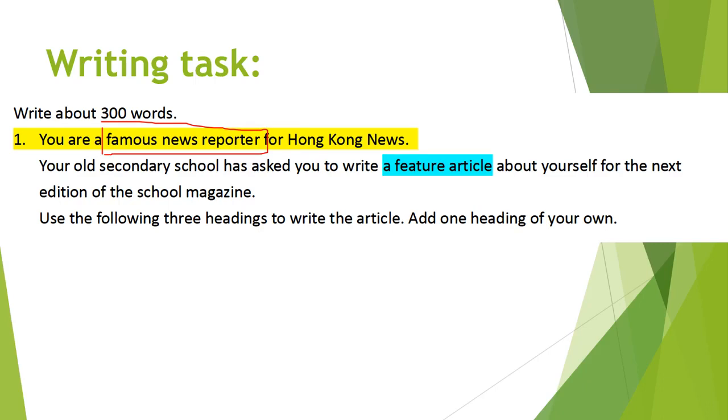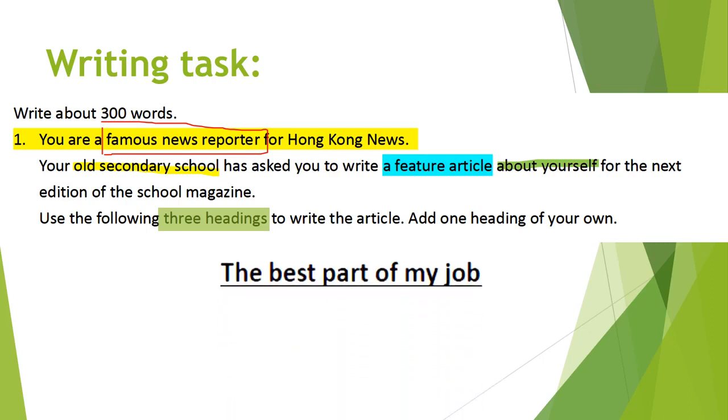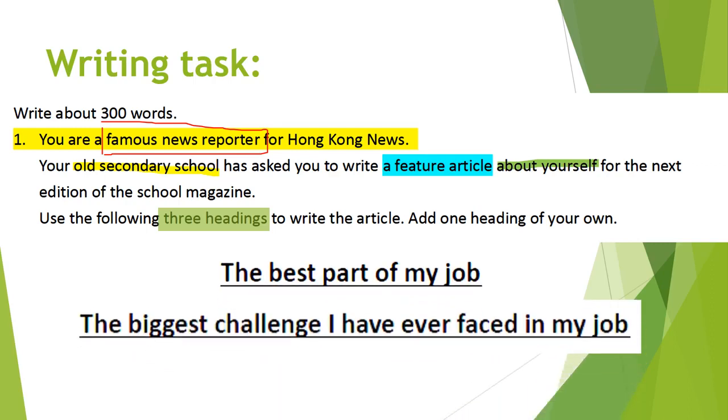What you are going to do is, because your old secondary school has invited you to write a feature article. And in your feature article, you're supposed to introduce yourself to the students in your old secondary school. In your article, there should be 3 subheadings, which are given already. They are the best part of my job, the biggest challenge I've ever faced in my job, and my old school days. And don't forget, you have to add 1 heading of your own at the end of this article. So totally there should be 4 parts in your article.